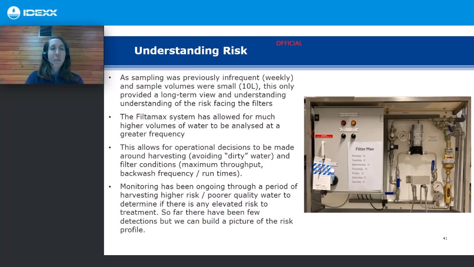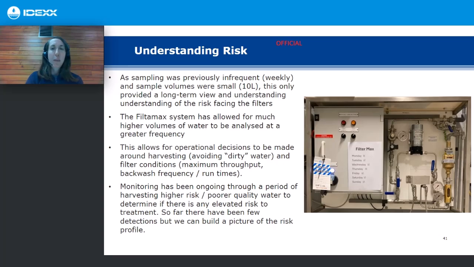That has been really interesting to see the results on the Filta Max, because we've actually started to get a few detections of Giardia, just impressing upon that this is still raw water. A few detections of Giardia, and that's really verified for us the hydrodynamic modelling that we have done in the past that we suspected was correct, but now we're able to actually verify that and build a picture of the risk profile to the filters. And I've just got a picture here on this slide of the installation of the Filta Max at Winneke.